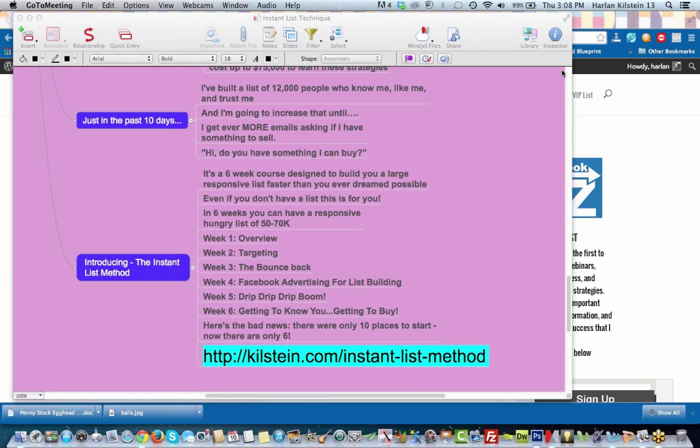Okay, and will there be any ongoing support after the 6 weeks? This system is you set it and forget it. By the end of the 6 weeks, if you're doing what I'm suggesting, this will be set and forget. You will be set. You won't need ongoing support.